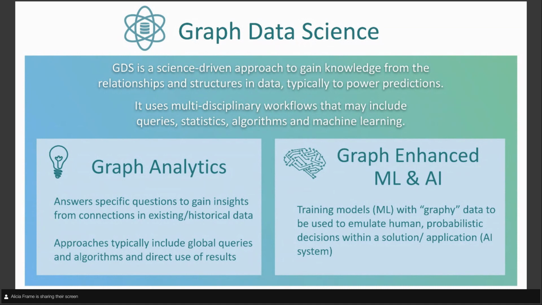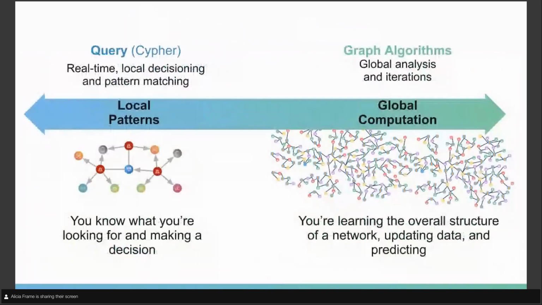At the other end of the spectrum, we talk about graph-enhanced machine learning. So this is where you're training a model with graphy data. And so I'm doing feature engineering using graph-based features in order to improve my prediction. So I'm pulling in that network structure into my existing machine learning pipeline.